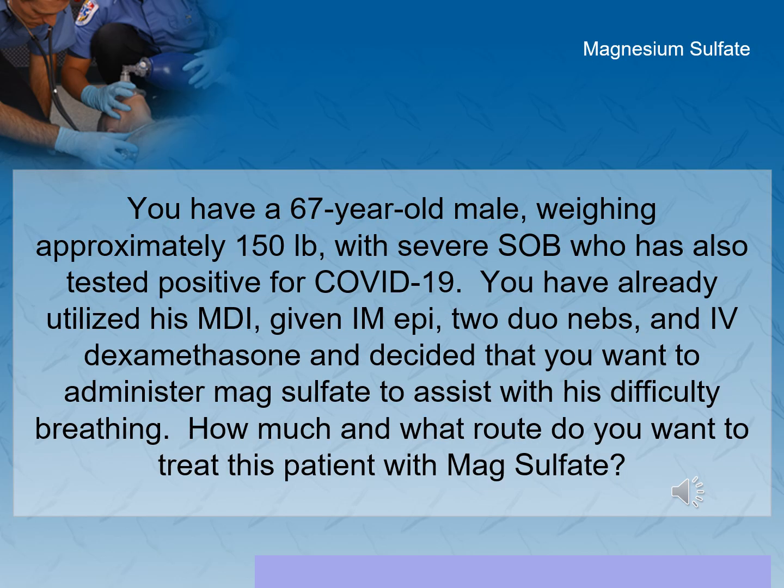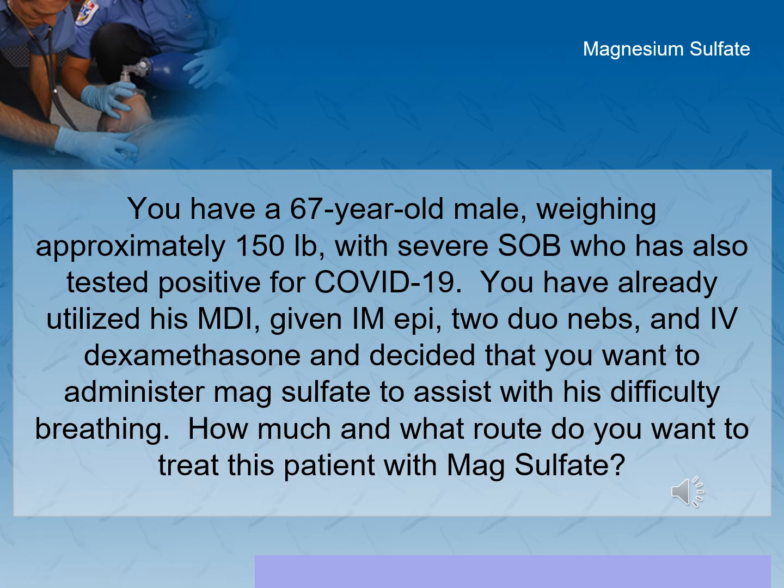Mag sulfate. A 67-year-old male weighing approximately 150 pounds with severe shortness of breath, who has also tested positive for COVID. You've already utilized his MDI. You've given him IM epi, 2 DuoNebs, and an IV of dexamethasone, and decided that you still want to administer a bag of mag sulfate to assist with his difficulty breathing. How much and what route do you want to treat this patient with mag?